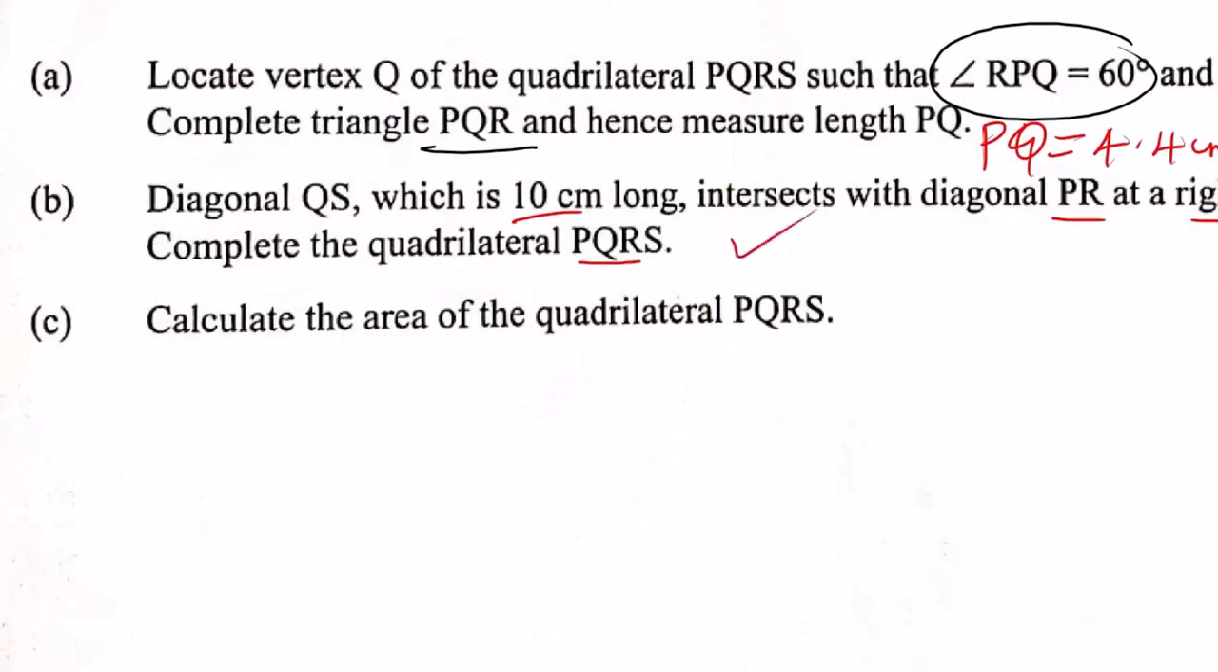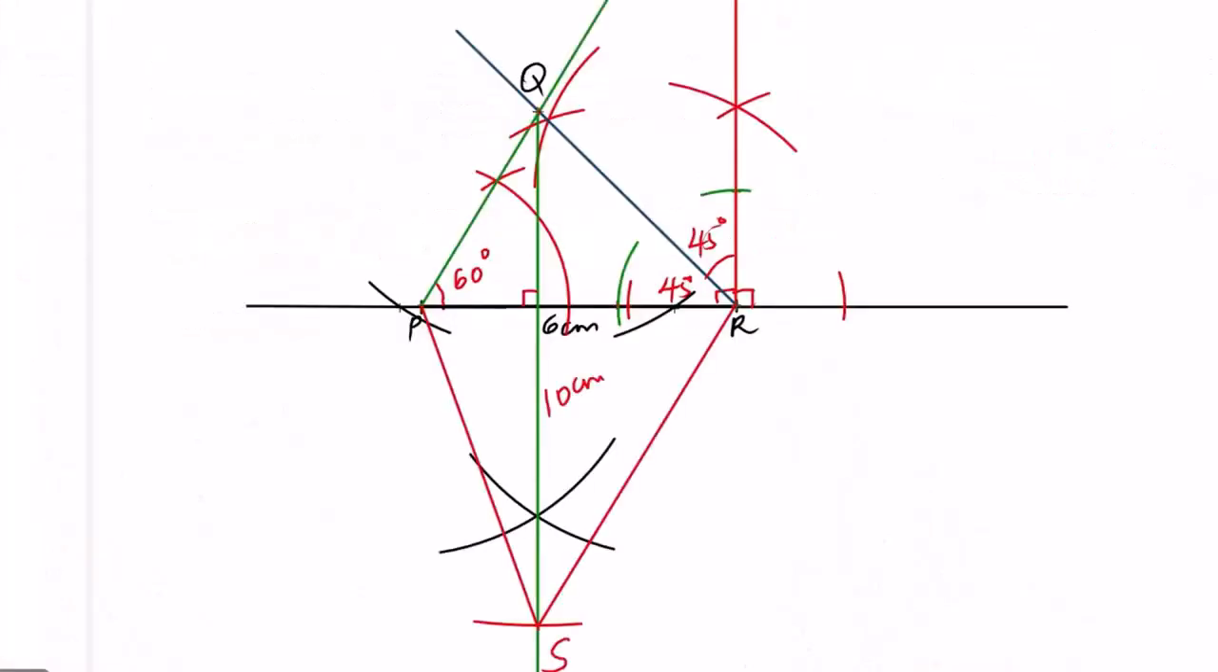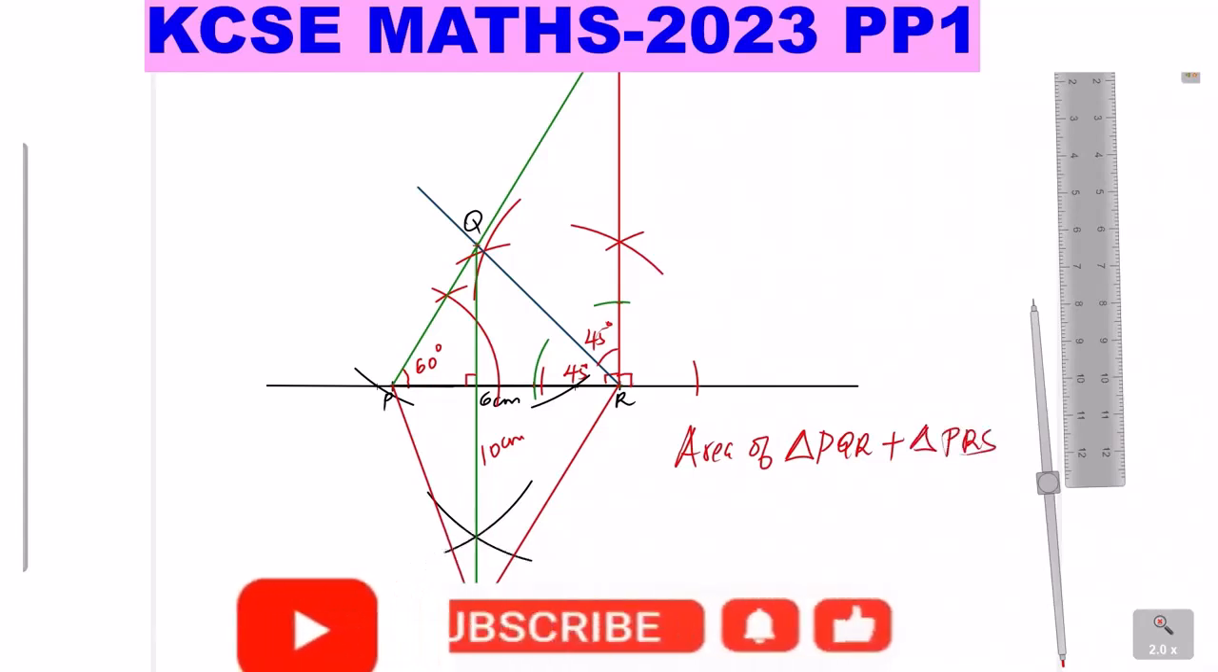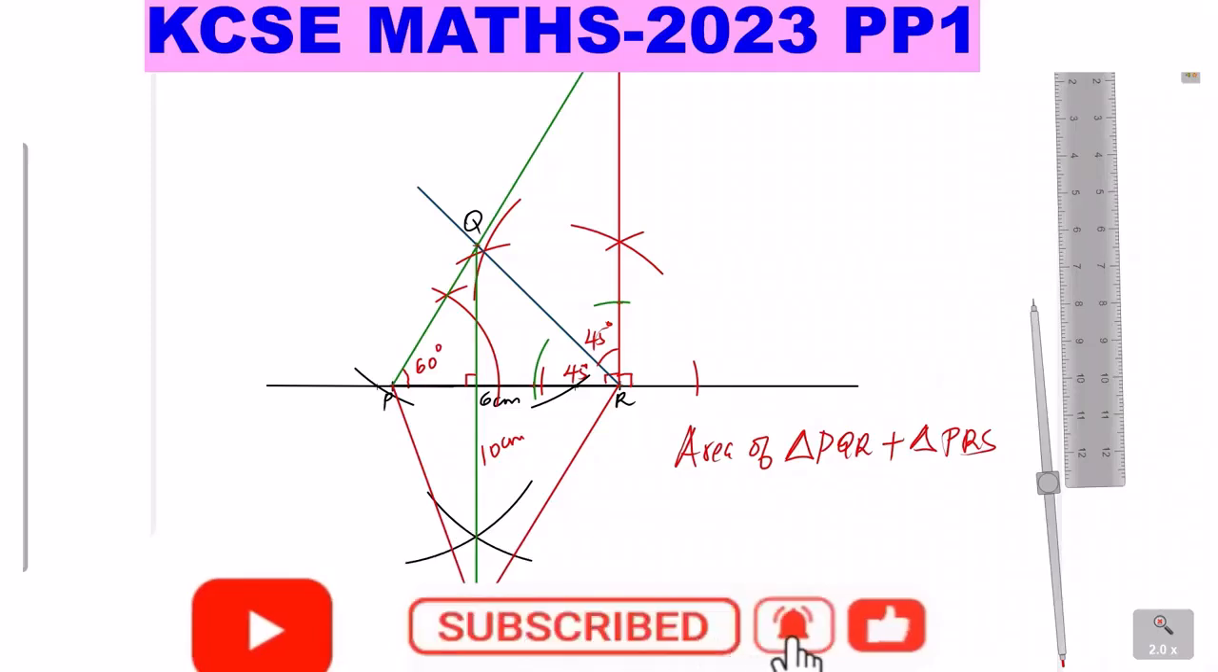The last one is to calculate the area of quadrilateral PQRS. How do we get the area? This quadrilateral is divided into two shapes, two triangles. So you can get the area of triangle PQR plus the area of triangle PRS. That will give you the answer. So let's begin by getting the area of triangle PRQ.